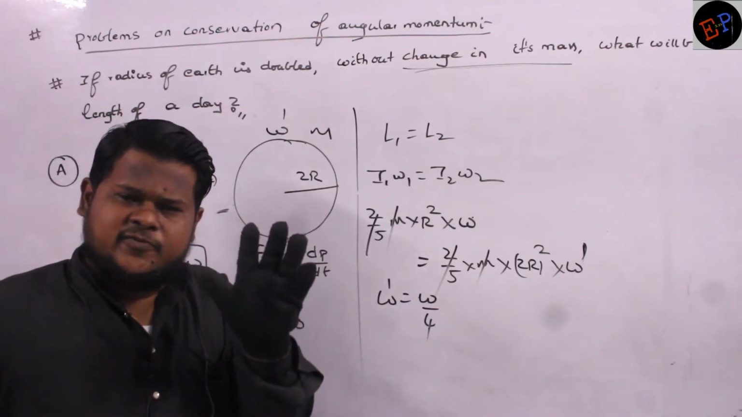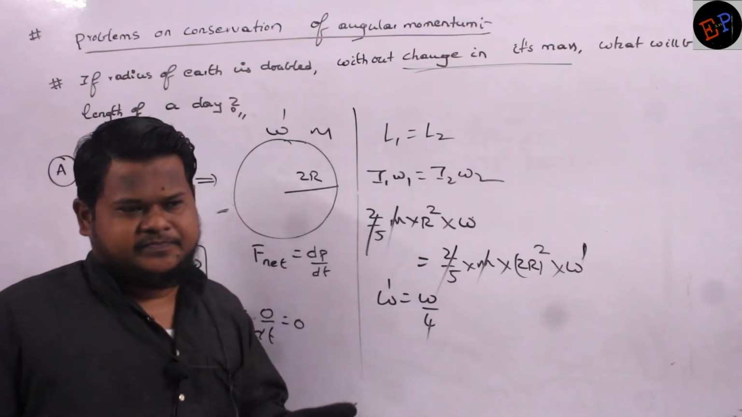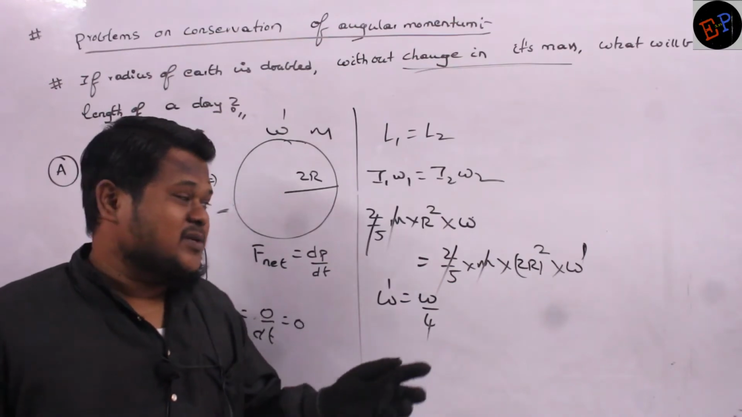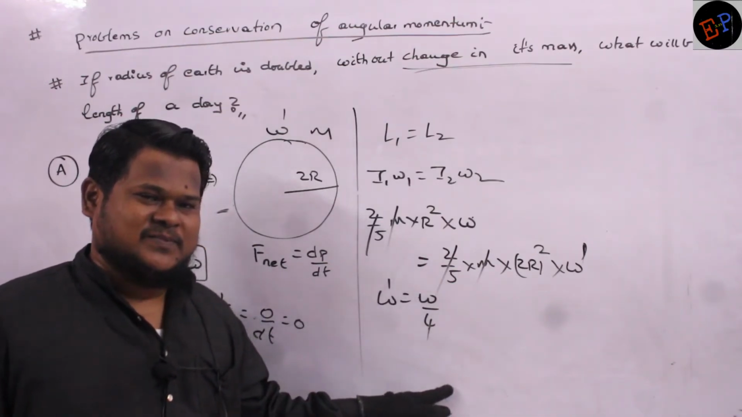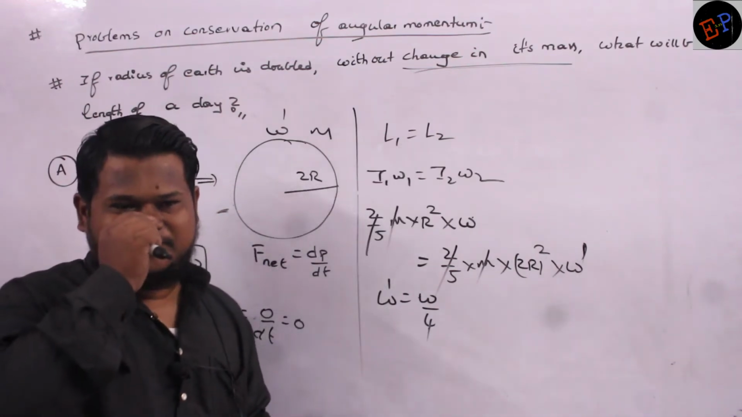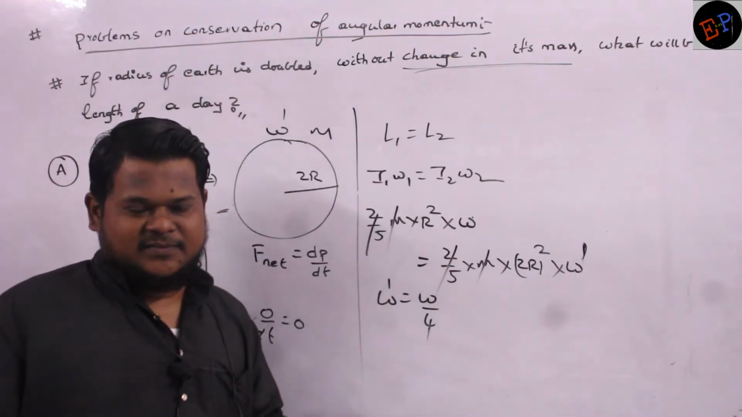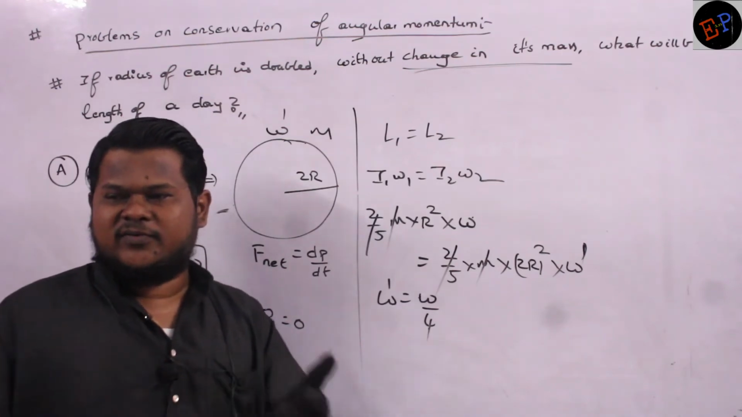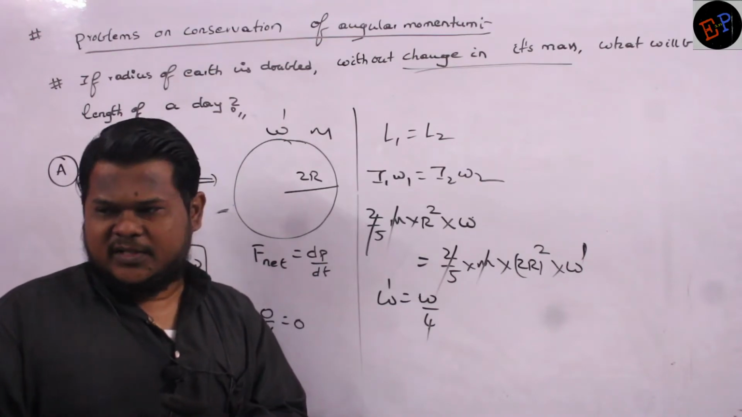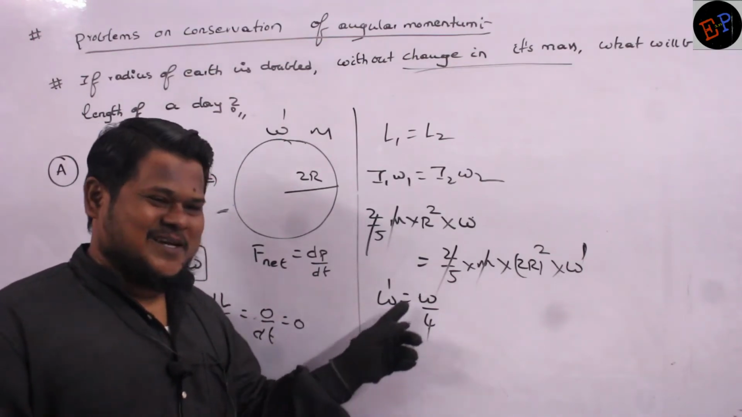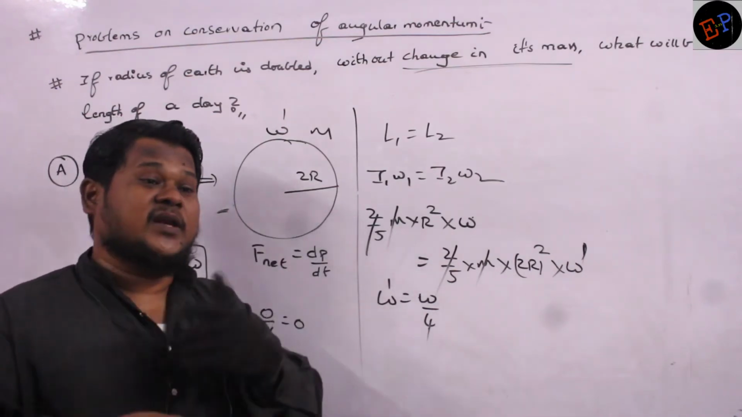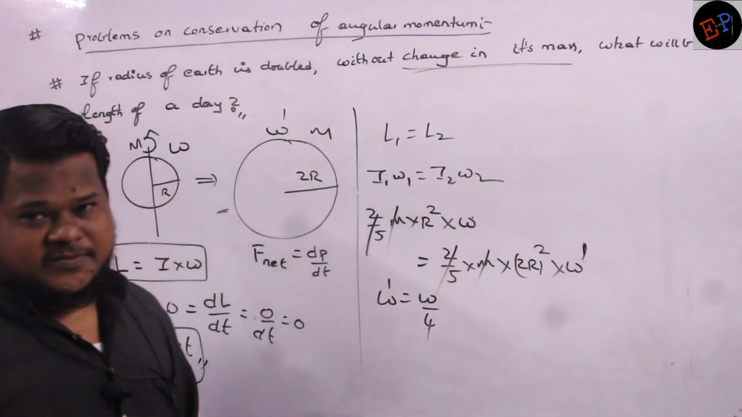It means the earth is rotating even more slowly. Earth is already rotating very slowly, and now it is rotating 4 times slower. 4 times slower means the time period will increase by 4 times. What is the time period of earth? 24 hours. So 24 into 4? 96. That will be the time period. Are you able to understand? Because angular velocity has reduced by 4 times, time period will increase by 4 times.